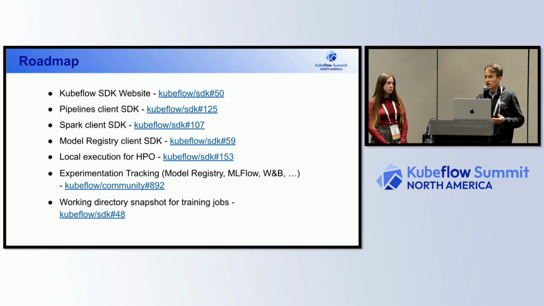One thing we plan also to add is the support for local execution for the optimizer client, for doing hyperparameter optimization locally. One thing also that we'd like to focus on is experiment tracking, with model registry, but also with some other experiment tracking solutions like MLflow and Weights & Biases. And a functionality also that we plan to add support for is the ability to take a snapshot of your working directory of your local environment and replicate it into Kubernetes, into the distributed nodes of your training job, so that you can have more complex configuration for your training job.